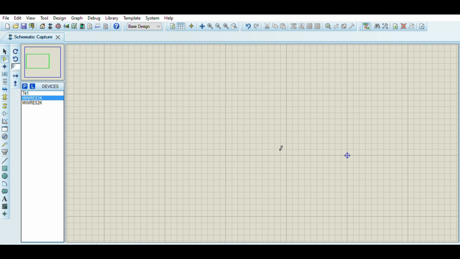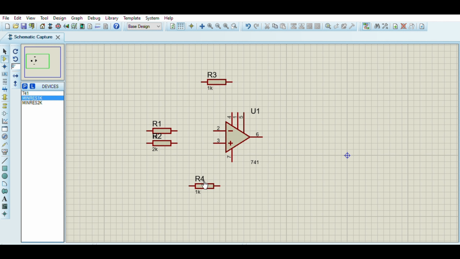So, for the simulation method, I use Proteus 8 Professional software to construct the circuit. As you can see here, the components we need are a 741 op-amp, 1K resistors and 2K resistors. First, we need to place the op-amp at the center and we need to Y mirror the op-amp. The 1K resistor is connected with the op-amp, and we must place the 1K resistors at the top of the op-amp and at the bottom of the op-amp.